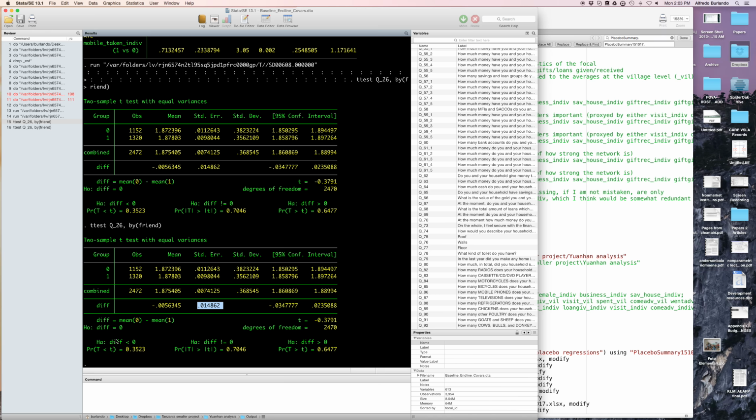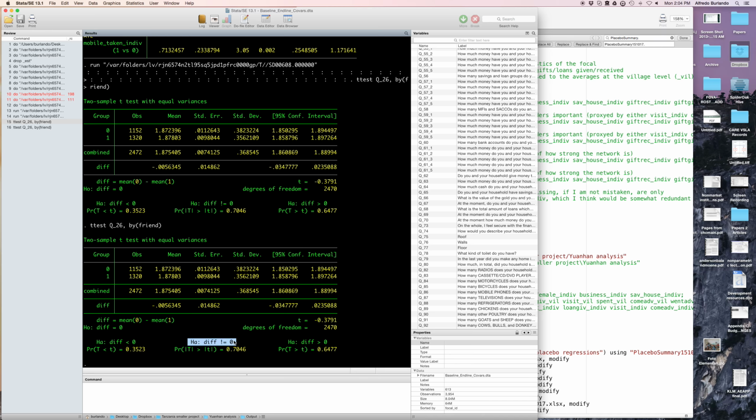On the bottom, there is some additional information. These are statistical t-tests for equality. So diff is the mean between 0 and 1. H0 is the hypothesis under the null, that the difference is equal to 0. You can see that the t-statistic associated with this hypothesis is minus 0.3791. We see that this number is less than minus 1.64, so we know that this is statistically insignificant.